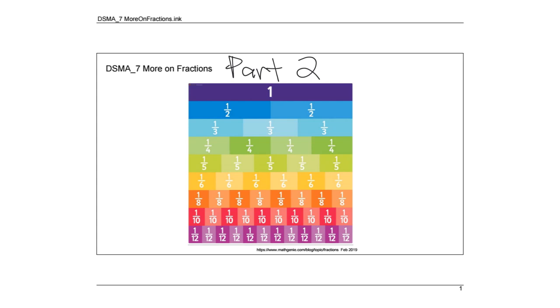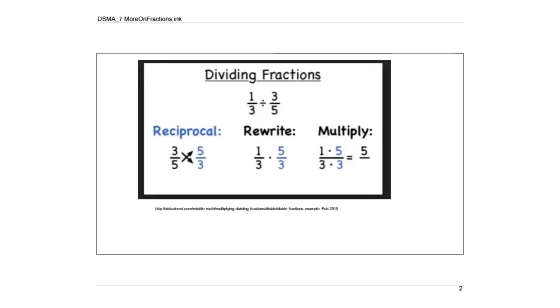All right, so let's keep looking at DSMA 7 more on fractions. This is part 2. Dividing fractions is basically the same as multiplying, except we have to do a little work in the front end. So if you see that you're dividing two fractions, we have to do what we call keep, flip, change.